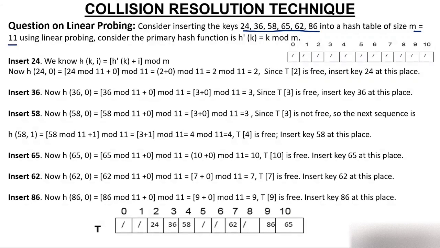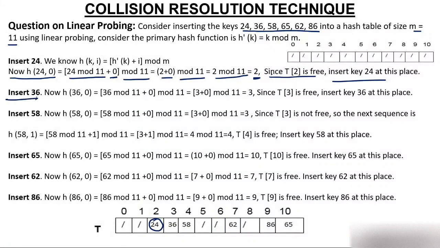Now first of all you will try to put 24. What is the formula? h(k, i) is h dash k plus i, mod m. This is the formula. Now you take i value 0. So h(24, 0) is 24 mod 11, m is 11, plus i which is 0, mod 11. So 2 plus 0 mod 11 is 2 mod 11. Finally you get 2. Is the 2 space free? Yes. Since T2 is free, we'll insert 24. So you can see that at the second place we have filled 24.